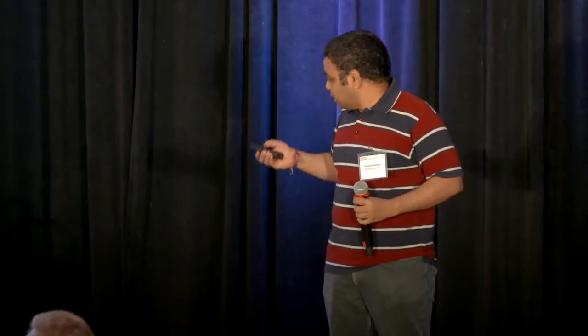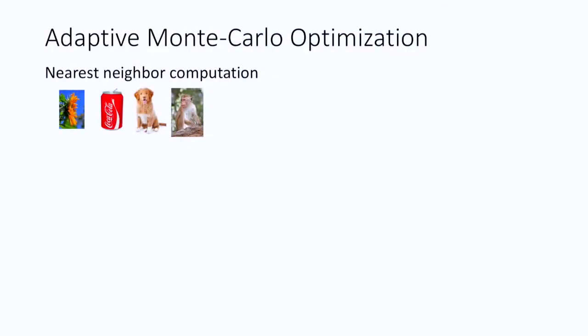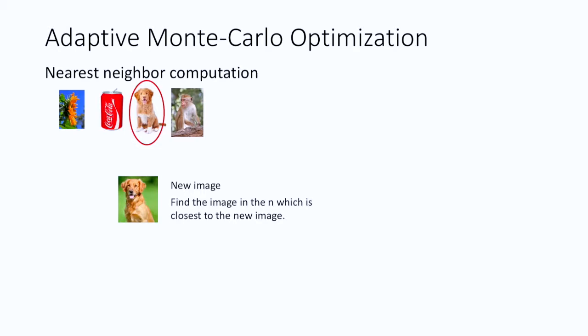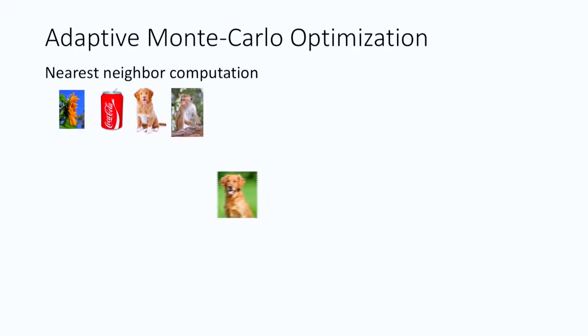So I'm talking about adaptive Monte Carlo optimization, which is a method to speed up common machine learning tasks. One example would be something like k-nearest neighbors. So just to recap, you have a bunch of images, say n images living in d dimensions, and you have a new image coming in. You want to find the closest neighbor to this image, and this is a very common task.